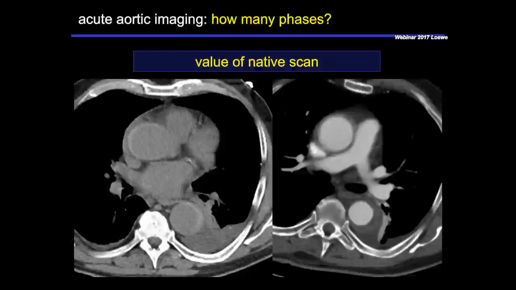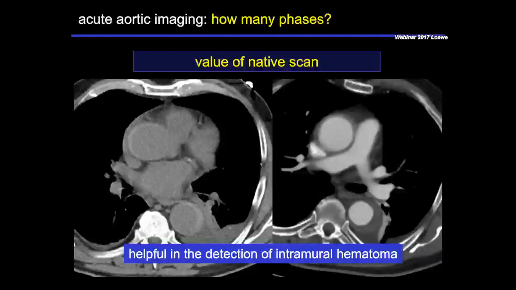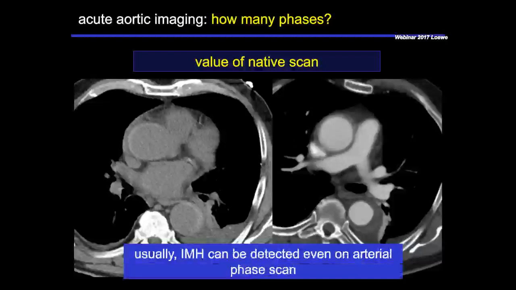This may add a little bit more radiation dose, and of course this may take some time. But of course the value of the native scan in acute aortic syndrome is that it's really very much helpful in the detection of an intramural hematoma, which can be sometimes a very discrete finding, and having a native scan makes life easier because you easily can detect the bright semicircular wall thickening, and the density of this wall hematoma is higher than the non-enhanced aortic lumen. Of course, having new scanners and having a purely arterial phase scan, usually it's not a problem to detect the intramural hematoma, but it makes life easier, and especially if you're not so experienced or for your residents, it makes life easier to have this native scan, because then you can really detect and diagnose this intramural hematoma without any doubt.